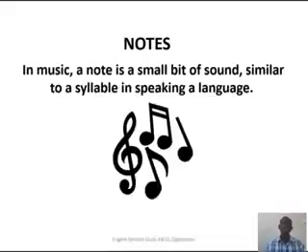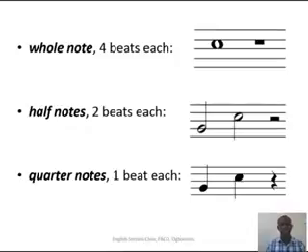In music, a note is a small bit of sound similar to a syllable in speaking a language. A note is like a syllable in music. For example, in the first two lines of the song "Twinkle, Twinkle, Little Star, How I Wonder What You Are," there are 14 notes, one for each syllable. Twin is one syllable, kle is another syllable, the second twin is another syllable, kle is another. If you break it down and count it, it will make 14 notes.